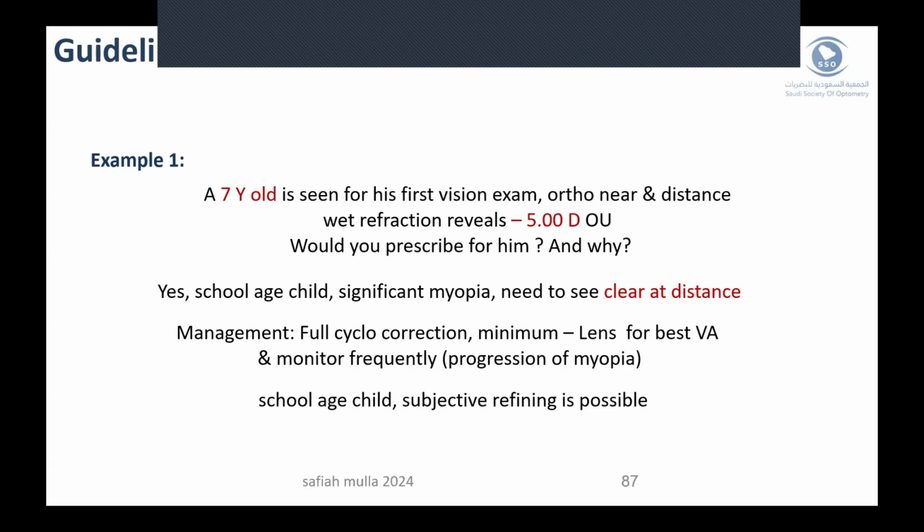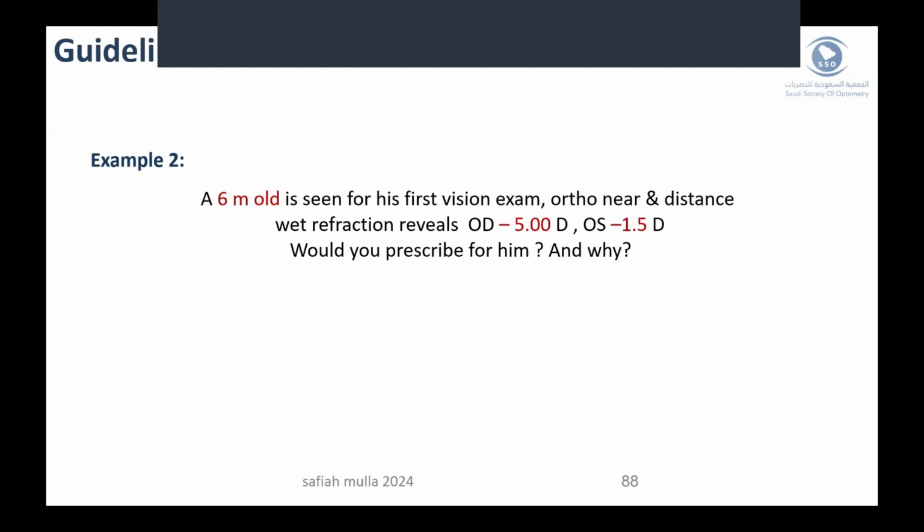Okay, so the next case, a 6 months old, is seen for his first vision exam, ortho near and distance, with cycloplegic refraction findings of -5 diopter in one eye and -1.5 diopter in the other eye. So would you prescribe, and why?